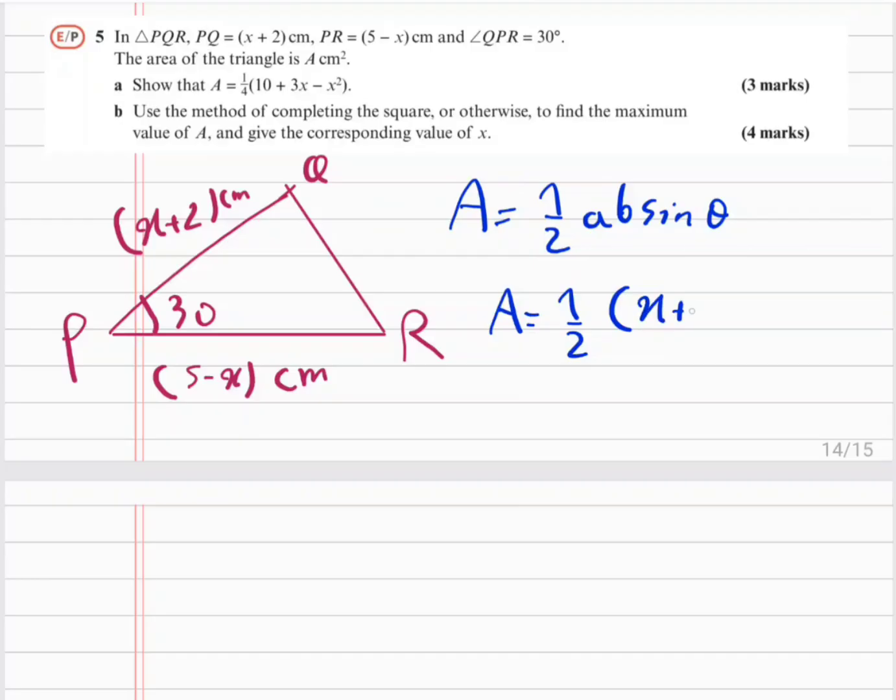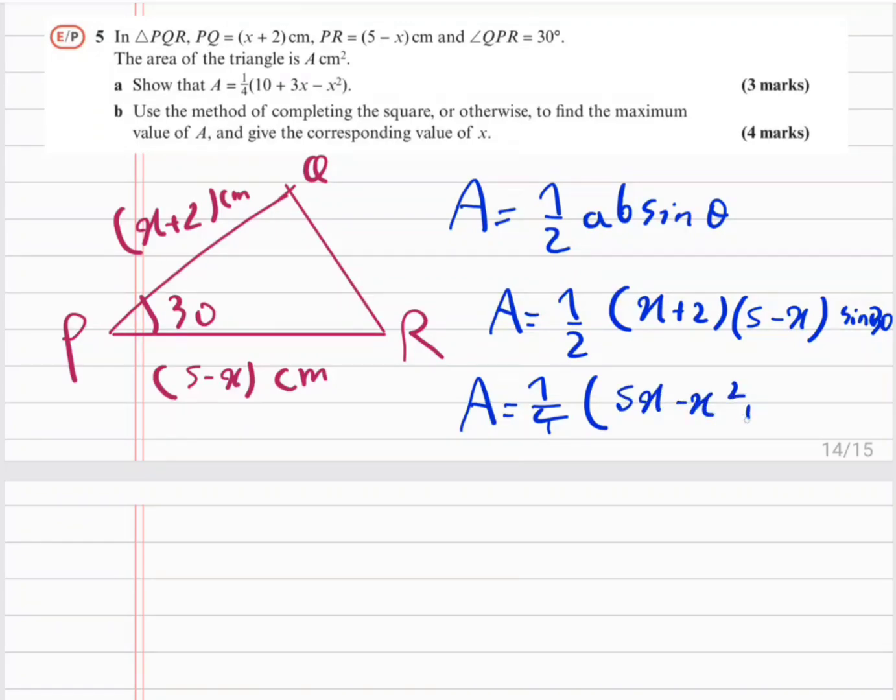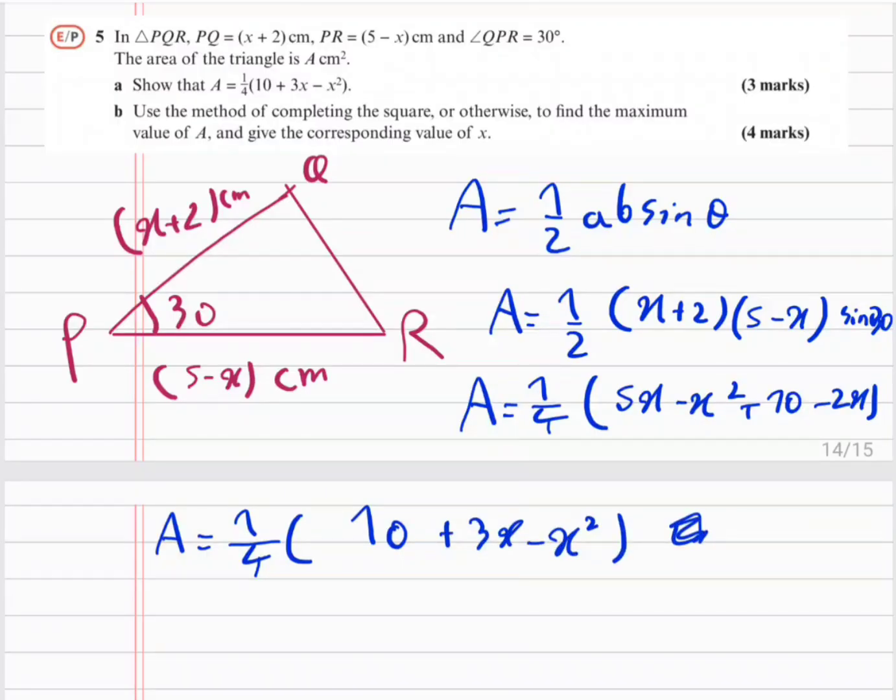So we have half times x plus 2 times 5 minus x times sine 30. Sine 30 is just a half. Now we just need to simplify, and then we are done. We have a half times a half, which is 1 over 4, and then inside the brackets we have 5x minus x squared plus 10 minus 2x. This is equal to 1 over 4 times 10 plus 3x minus x squared, which is exactly what we wanted to show.